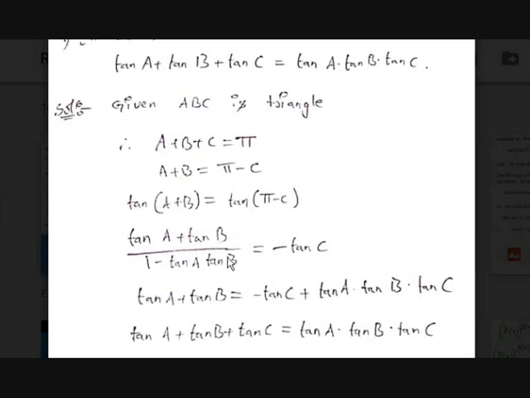And if you send tan C to this side, then you will get tan A plus tan B plus tan C is equal to tan A into tan B into tan C. This is how to prove that. Now let's continue our previous problem.